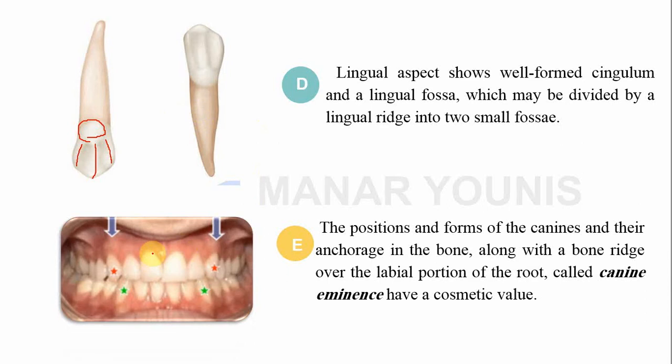Finally, the presence of canine in the corner of the mouth with their long roots usually has cosmetic value due to the presence of what we call the canine eminence. The canine eminence is the bony ridge that is located over the labial portion of the root. So this is the canine eminence for both maxillary and mandibular canines. So the presence of canine eminence helps in providing support for the facial expressions, so it has a cosmetic value, which can be added to other functions of canine.